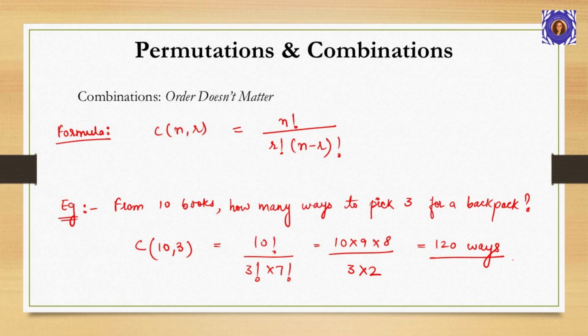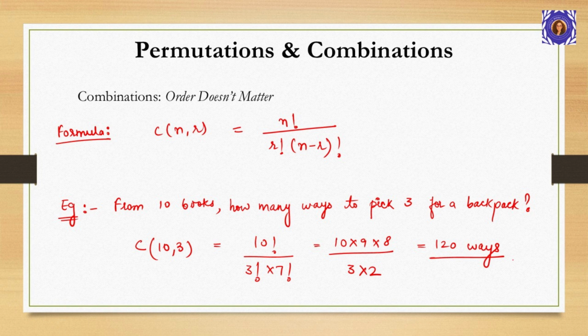Now let's contrast this with combinations, where order does not matter. The formula is C(n,r) equals n factorial divided by r factorial times (n minus r) factorial. This counts the number of ways to select r objects from n total objects where the order of selection is irrelevant. Using the same scenario but with a different question.